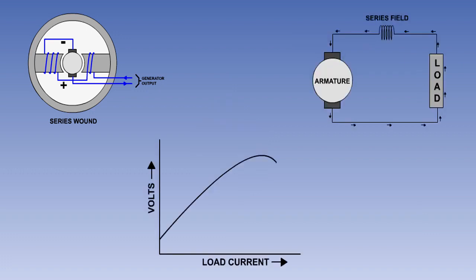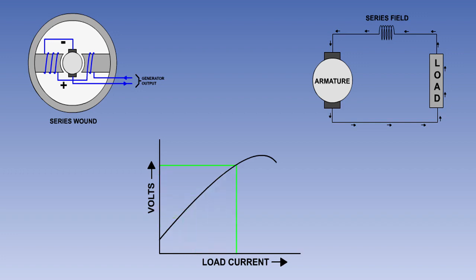Since the load current passes through the field coil, as a load is connected and it draws current from the generator, this current increases the field strength and generates more voltage in the armature winding. The output voltage will therefore increase as the load current increases.